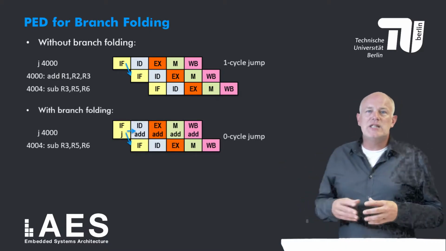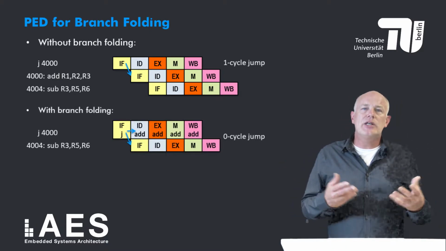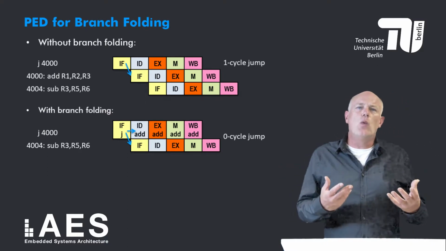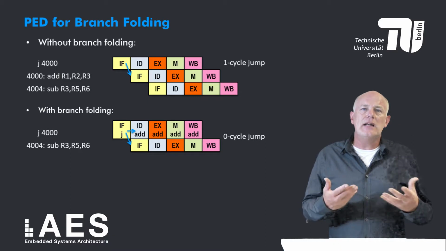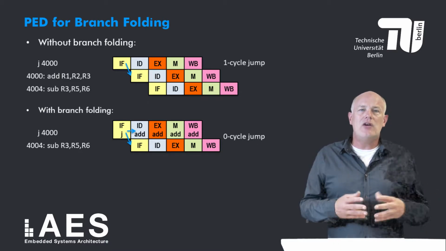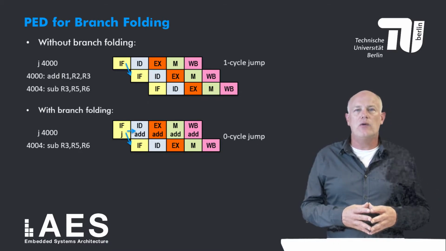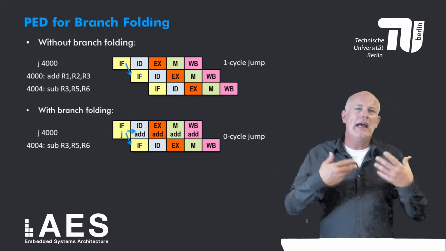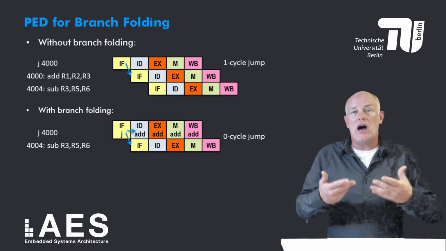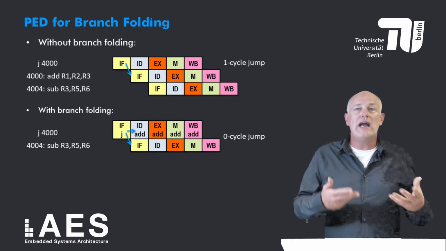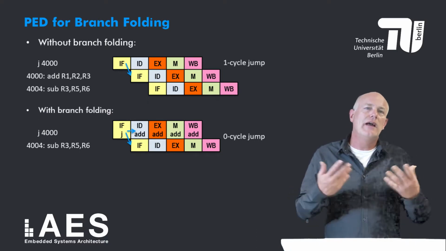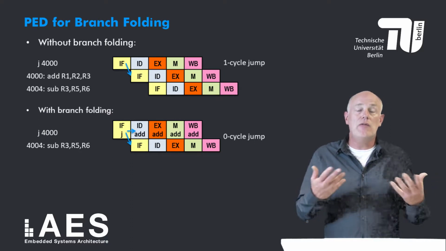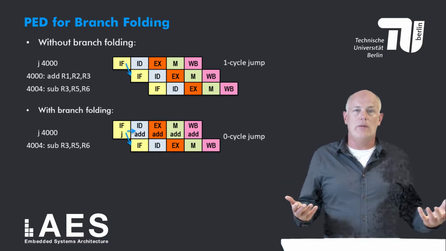If branch folding is performed, then the pipeline execution diagram looks as shown here. In cycle 1, the jump is fetched and its target instruction, the add at address 4000, is moved to the decode stage. Then in cycle 2, the add is decoded, and at the same time the instruction after the target instruction, the subtract at address 4004, is fetched. The jump does not need to be executed anymore, so the effective cost of a jump will be 0.